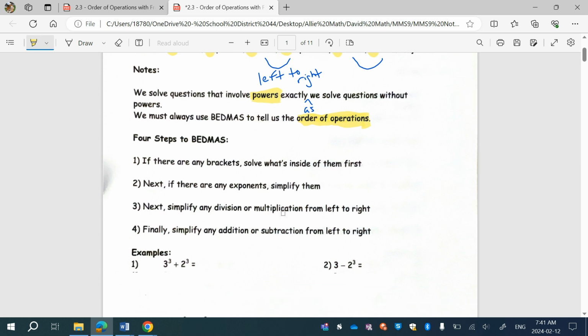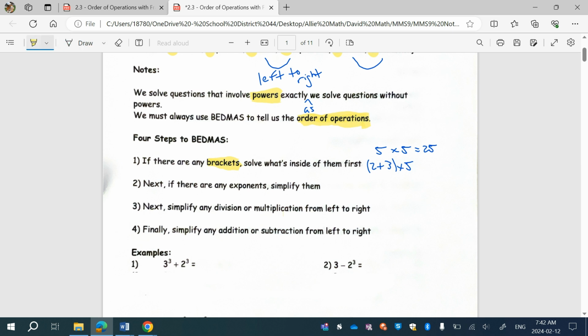So in the 4 steps, if there are any brackets, we solve what's inside them first. So for example, if we had 2 plus (3 times 5), we need to solve this part first. So that's 5 times 5 equals 25. Brackets often derail the order of operations. If we didn't have brackets here, we would need to go 3 times 5 first. So brackets often tell us to redirect our order of operations and do what's inside the brackets first.